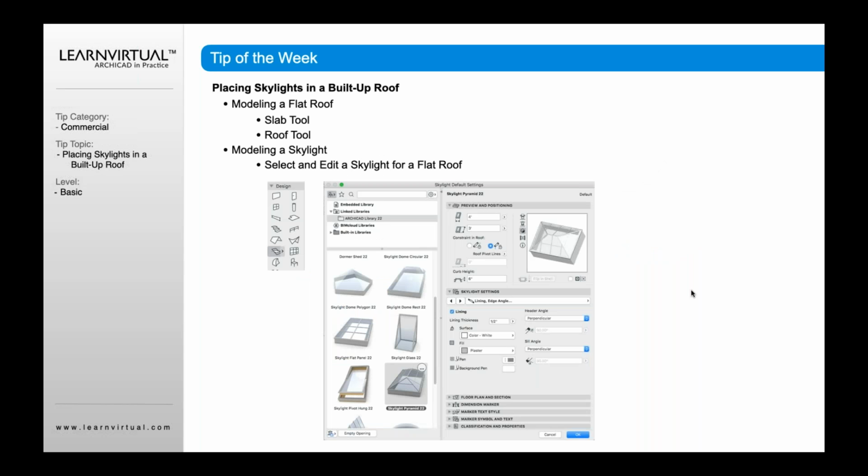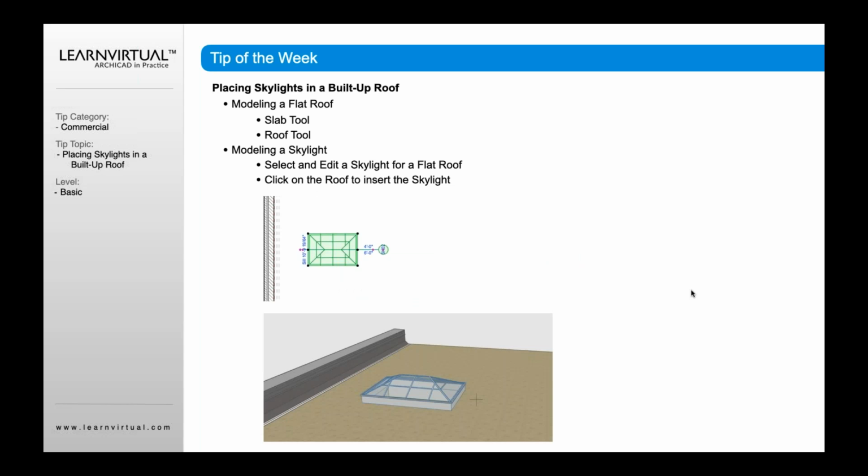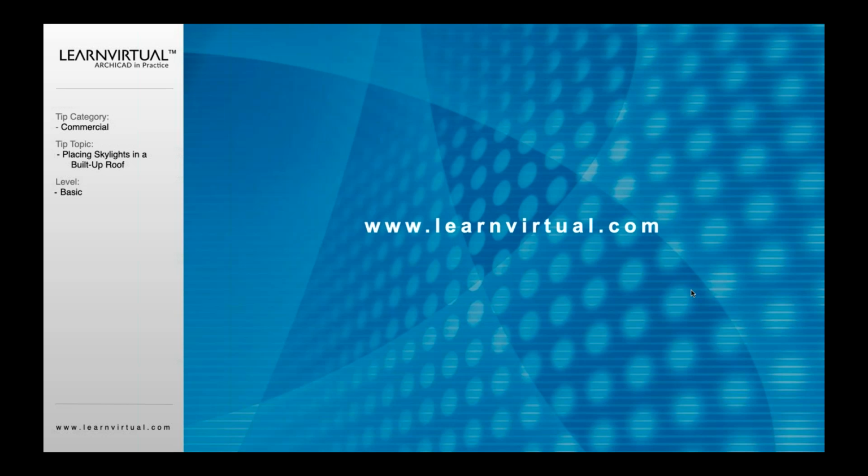Once you've done that, you can then go in and actually insert your skylights into it by simply going to your skylight tool, selecting a skylight, and then inserting that into the roof. And that's really all there is to it. It's a pretty straightforward process, but the key is that you've got to actually draw that as a roof, a flat roof, using your single plane roof option before you insert the skylight. And that is our tip of the week.